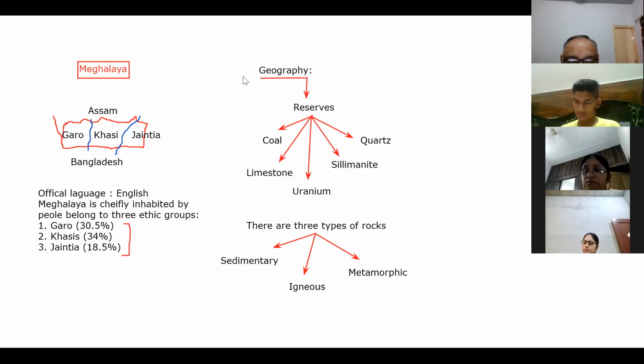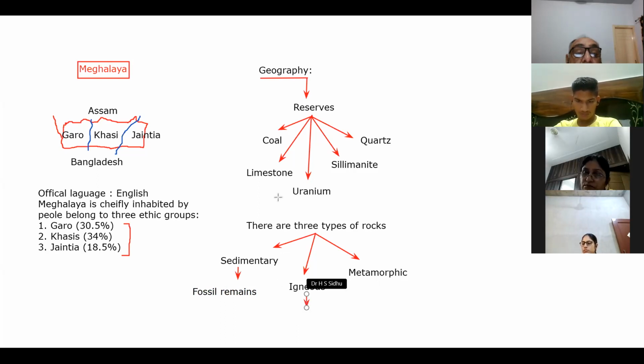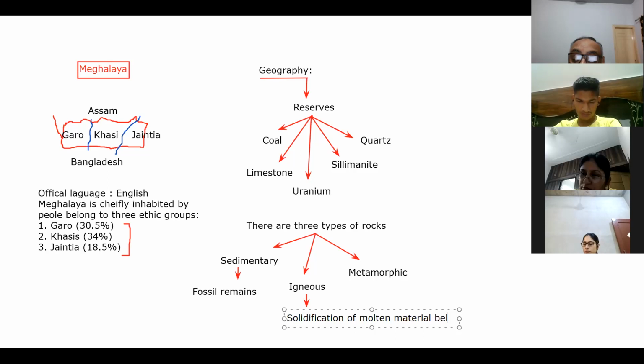Because see, I'm just telling you, beta. Sedimentary rocks are made from the fossil remains of the living elements on the earth. Their formation is of a different kind. And the igneous rocks are made from the solidification of molten material below the earth. So you can write this down: the solidification of the molten material is the igneous rock.